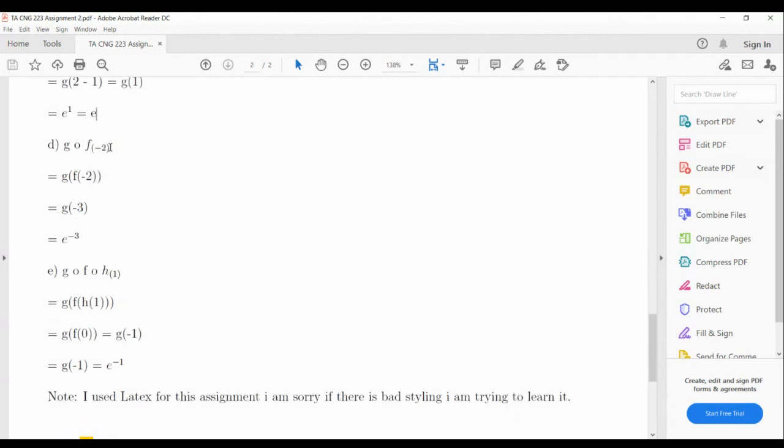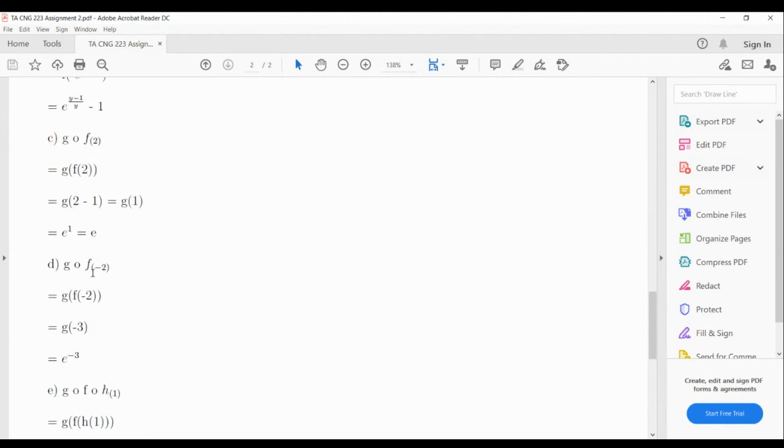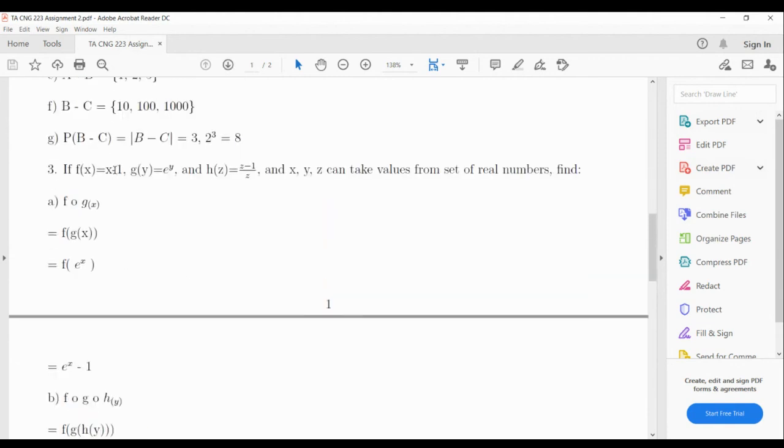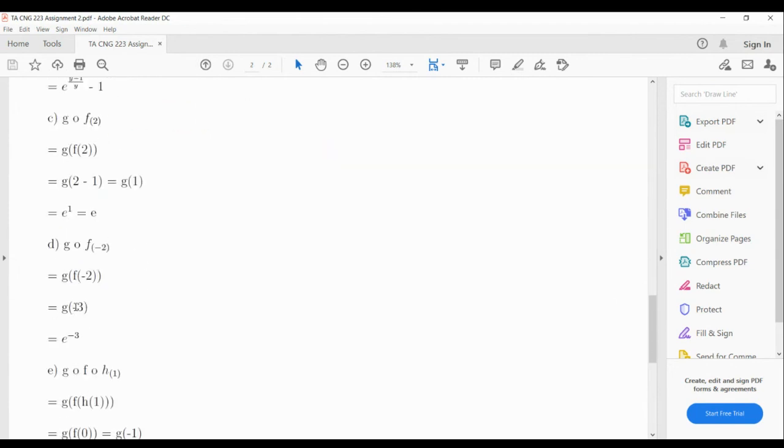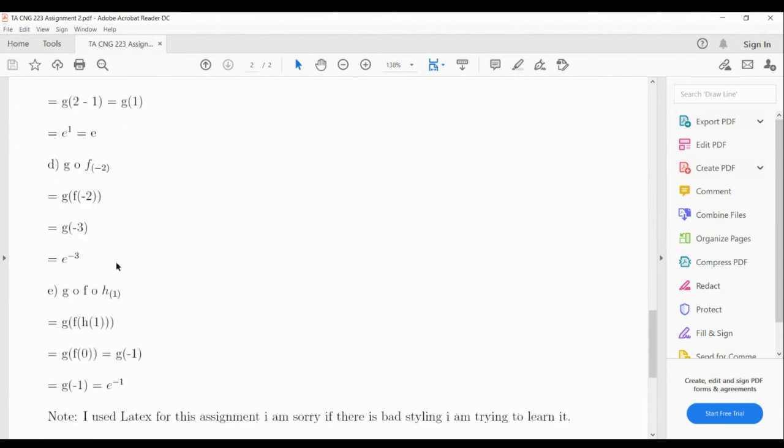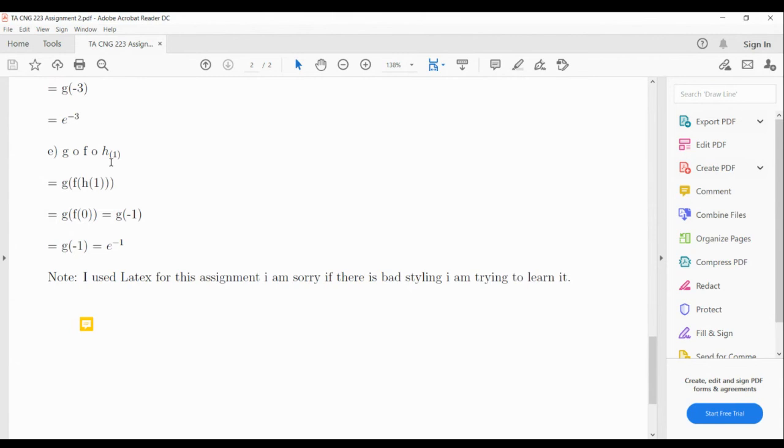Okay, for the next one, again we insert a value instead of the variable. This one is again very easy, I guess. There shouldn't be any problem with it, but if you like, I'll go through it anyway. So minus 2 instead of x, so we will have minus 3, and minus 3 inside the function g, then I will have e^(minus 3) to the power of minus 3.